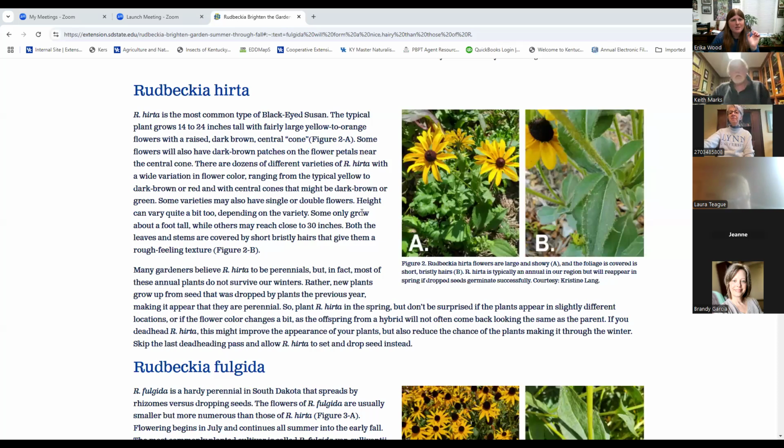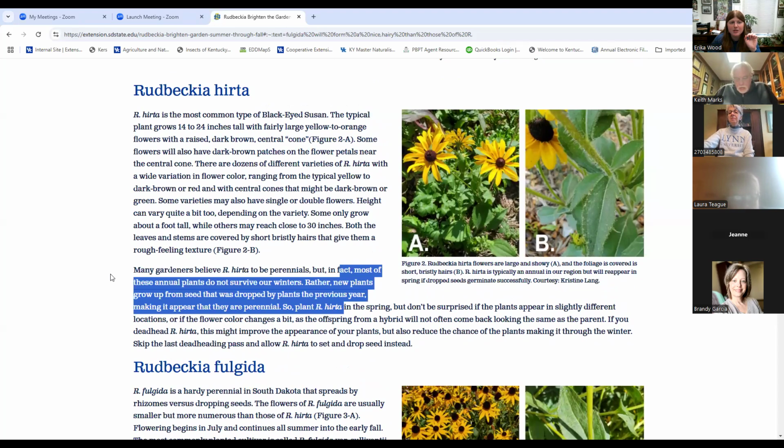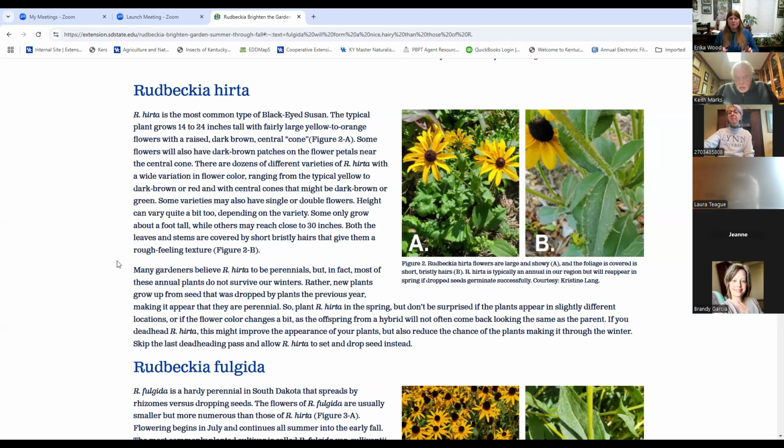So let me share that. All right. So this is from South Dakota Extension, and they do a really good job at telling the difference between Rudbeckia hirta and fulgida. So let me just break this down for you. Rudbeckia hirta is what we consider the annual Rudbeckia. So this is actually a black-eyed Susan, if you will, because pretty much all Rudbeckias are called black-eyed Susans or brown-eyed Susans of that nature. And that's where we get into confusion with the common name.